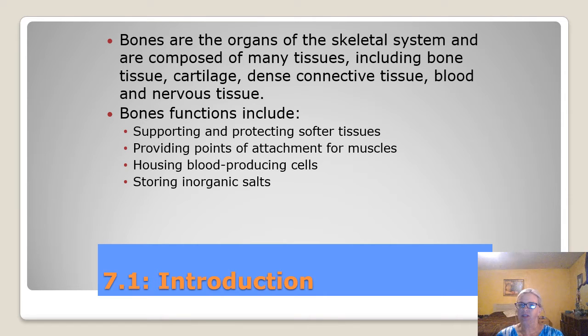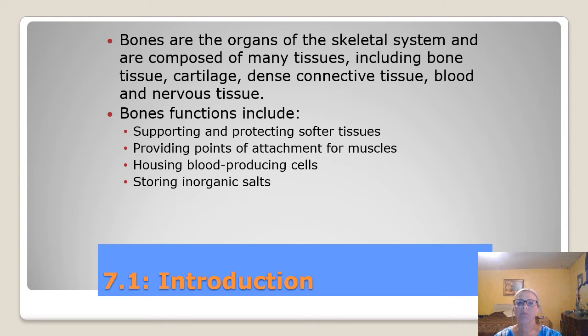So what are the organs of the skeletal system? I bet you're thinking, well, there are no organs of the skeletal system, but that's not true. The bones are the organs of the skeletal system. These are made of many different tissue types, including bone tissue, cartilage, dense connective tissue, and nervous tissue. We also have different types of bone tissue: compact bone and spongy bone. So there is quite a bit to learn here, and we've probably already learned about the histology.